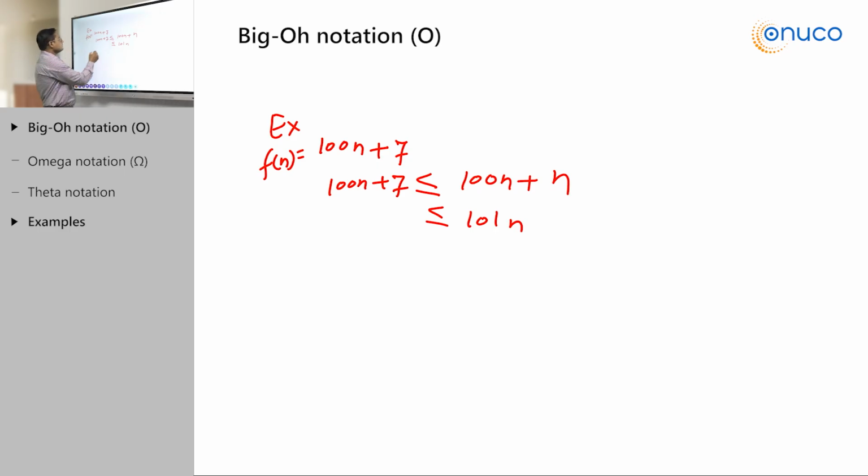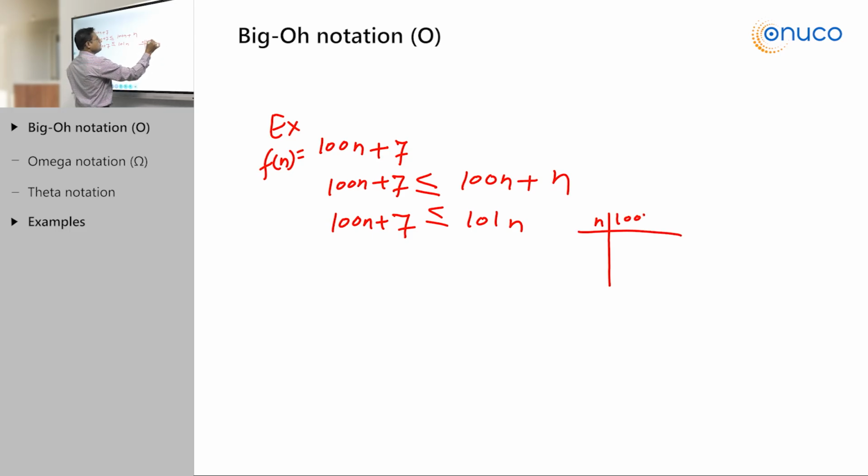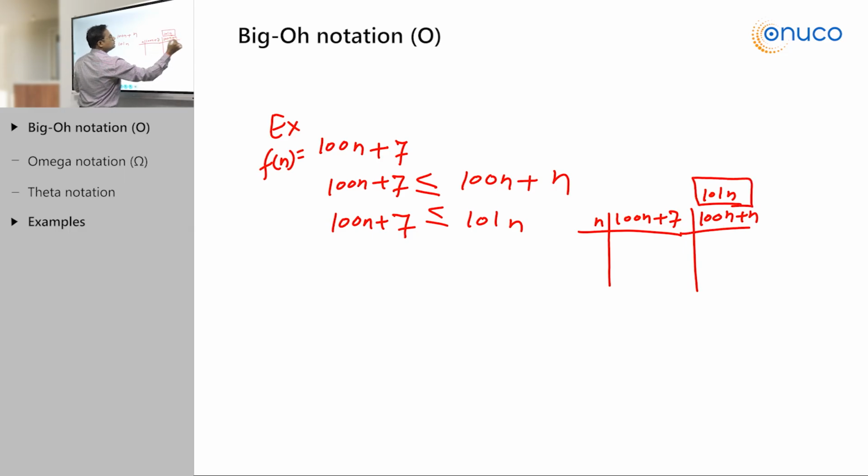Now our duty is to compare the left and right parameters and find the minimum n naught value from where we can say f of n has a lesser order of growth than g of n. In that case, if we take an example, here on this side we have 100n plus 7 and on the right side we have 101n. 100n plus n is nothing but 101n, right? So we are going to simplify for different values of n.